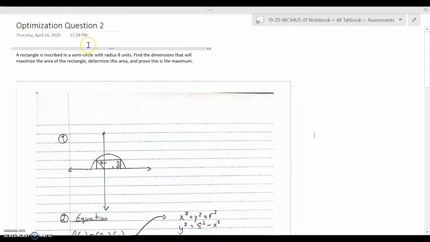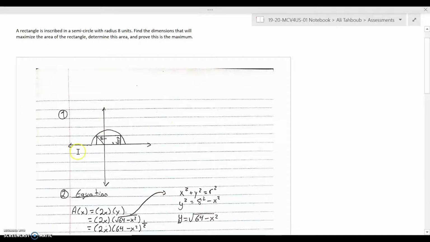Hello again. So for my second optimization question, I was asked that a rectangle is inscribed inside a semicircle with a radius of 8 units, and I have to find the dimensions that will maximize the area of the rectangle, determine this area, and prove that this is the maximum. To start with, like the first question, I decided to draw a sketch to represent what was going on in the question and what it was asking.